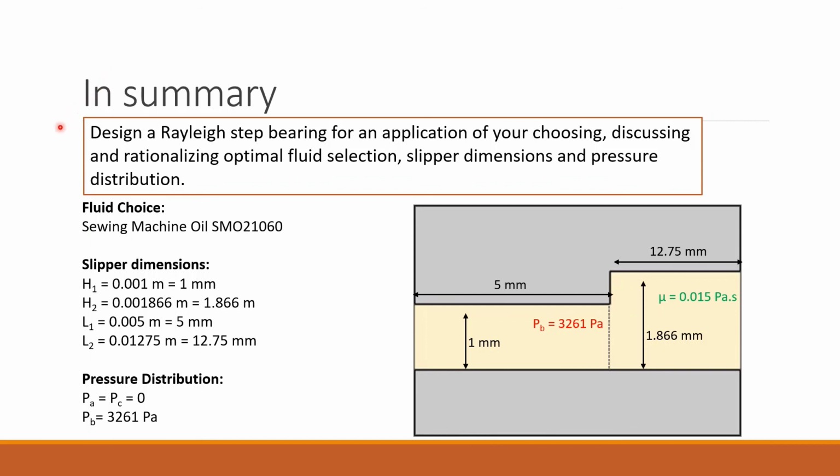So finally, to summarise, we will just go through what we've worked out. The question said, design a Rayleigh step bearing for an application of your choosing, discussing and rationalising optimal fluid selection, slipper dimensions and pressure distribution. For optimal fluid selection, we chose the sewing machine oil. For the slipper dimensions, we have H1 equal to 1 millimeter, H2 equal to 1.866 millimeters, L1 equal to 5 millimeters, and L2 equal to 12.75 millimeters. And for the pressure distribution, the pressure is going to be equal to 0 at PA and PC, and the max pressure is going to be 3261 pascals.